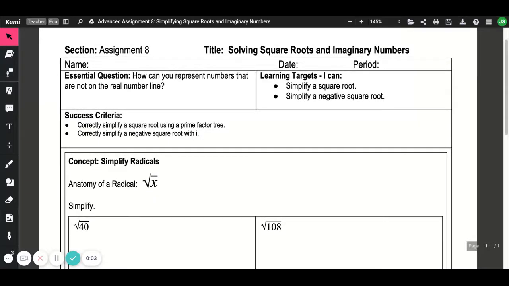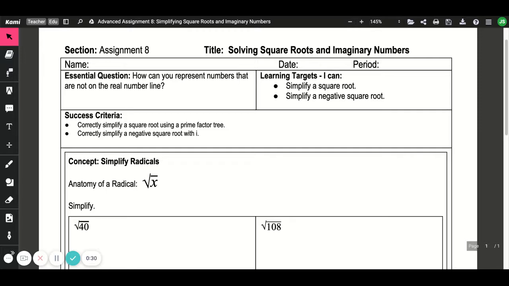Assignment 8. We need to do a little bit of a review and discuss one thing before we can move on with our quadratics. So we need to review simplifying radicals. And we also need to talk about imaginary numbers. We're not going to do very much with it this year just because of time's sake, but we do need to introduce it and let you know what it is and one thing that it's used for.